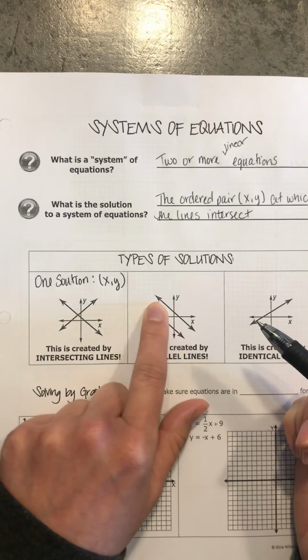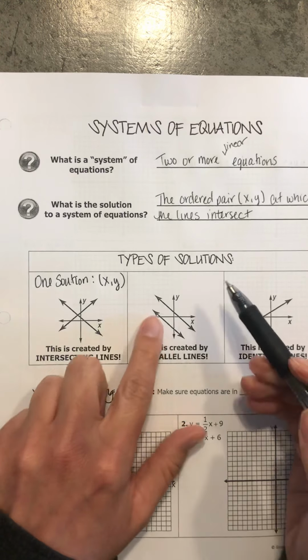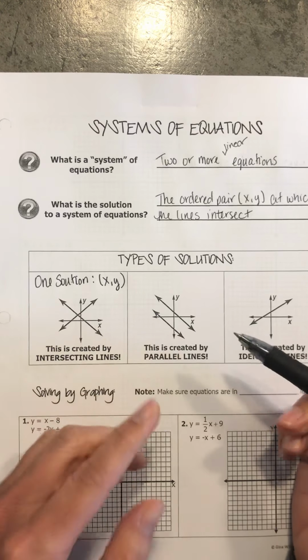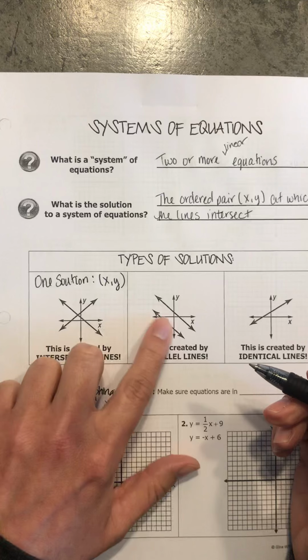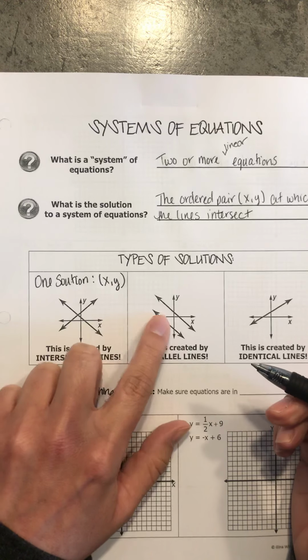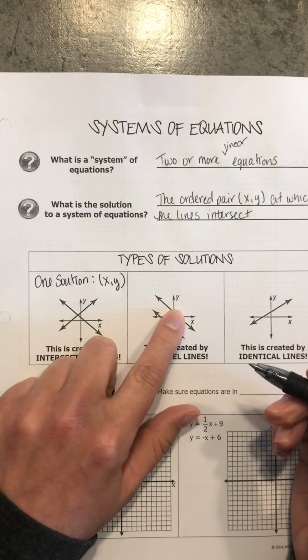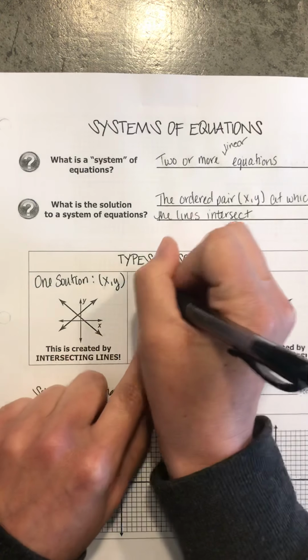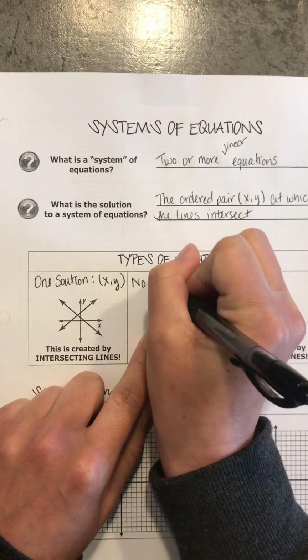Now here we have parallel lines. Will these lines ever cross each other? No, so there's never going to be a coordinate that'll be on this line that'll also be on this line. So for this, we have no solution.